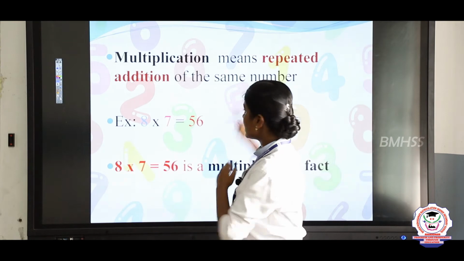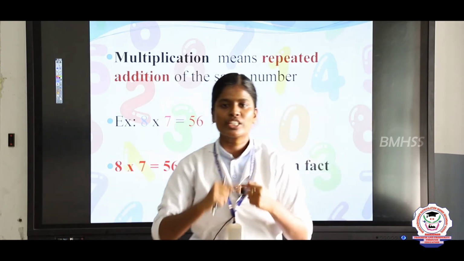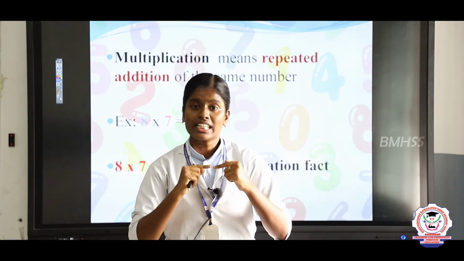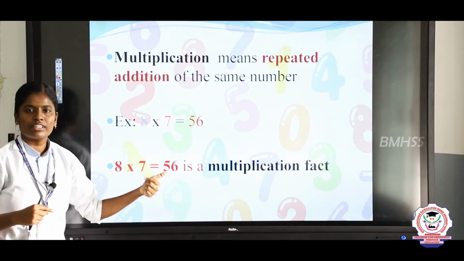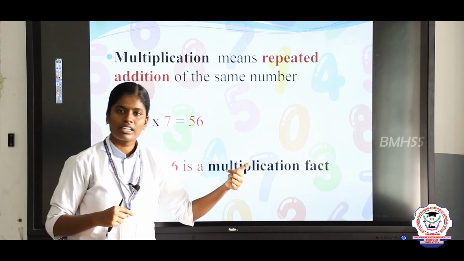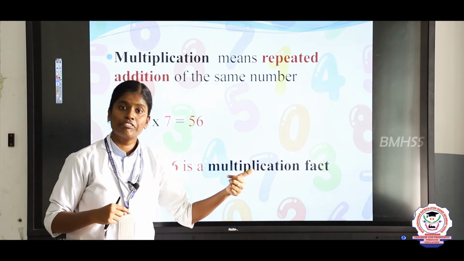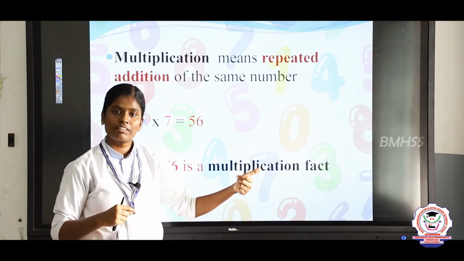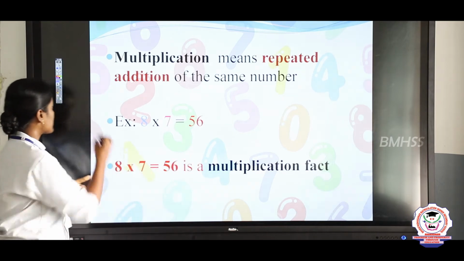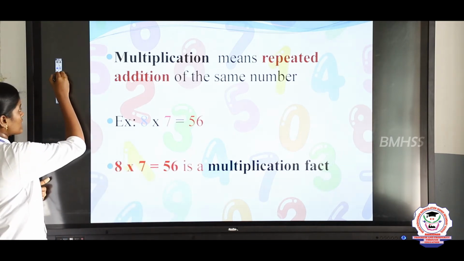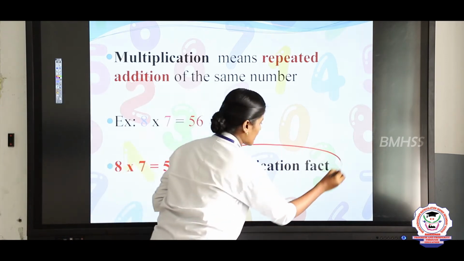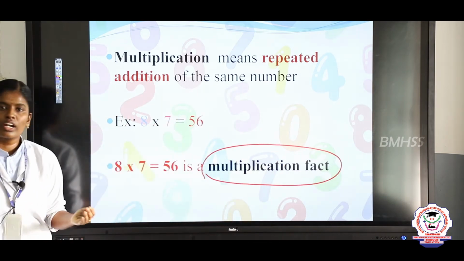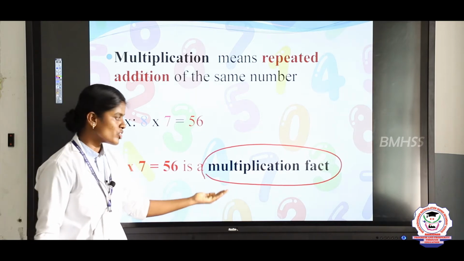Multiplication means repeated addition. For example, if you take 8 sevens are, what is the answer? 8 sevens are 56. 8 times 7, 8 sevens are 56. Here, 8 sevens are 56 is called the multiplication fact.